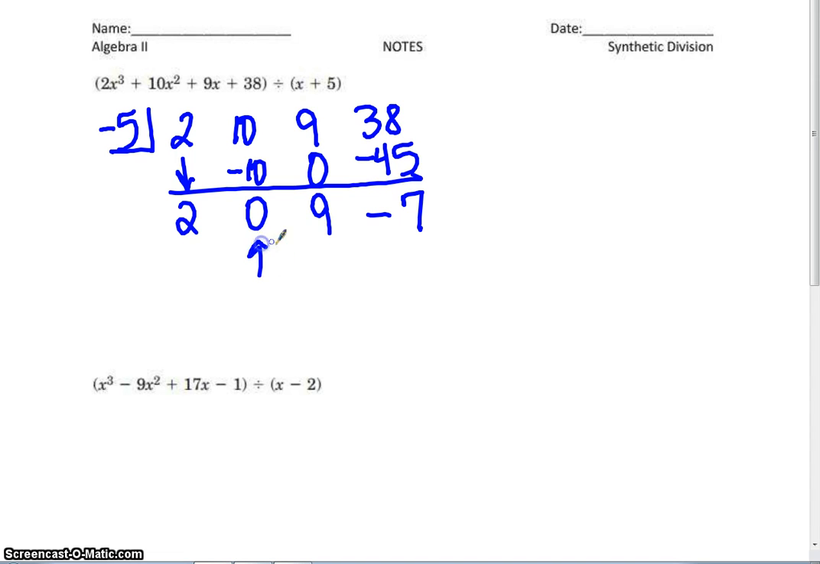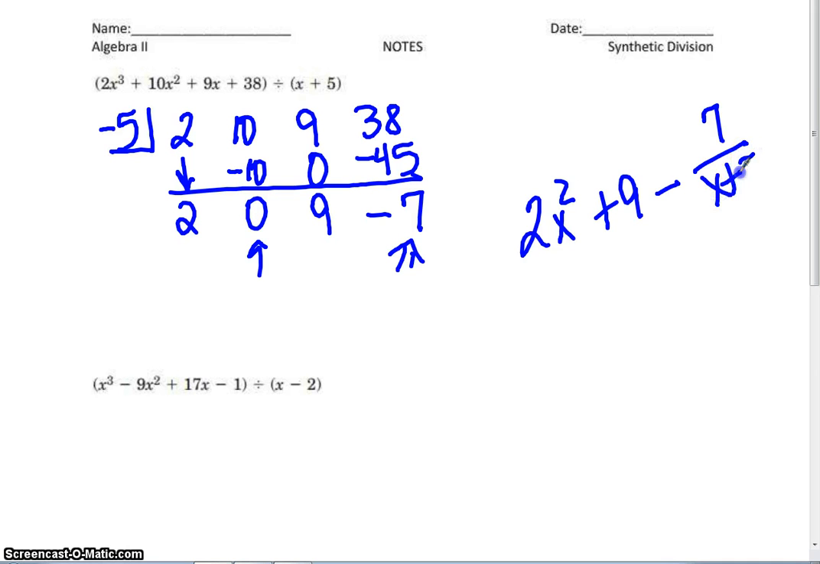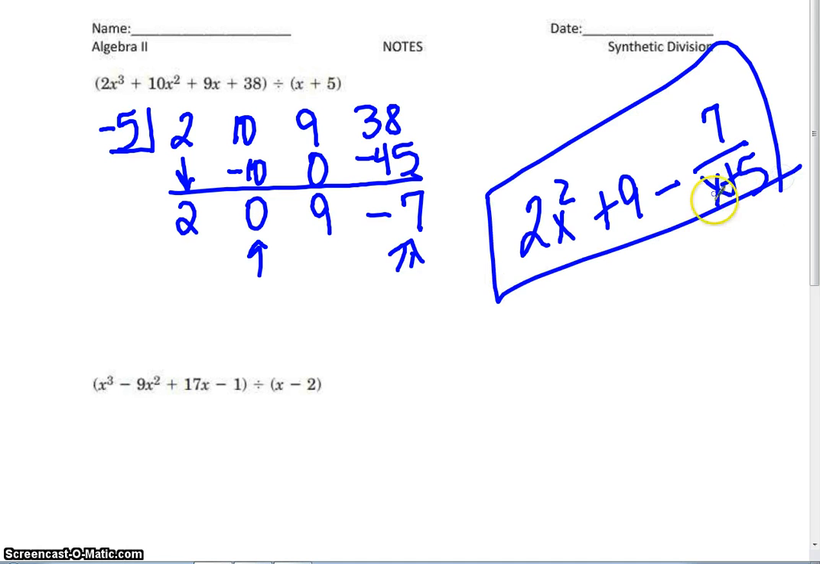So two different things happen here. First of all, this 0 means that term will not exist. And then this -7 means we have a remainder. So it started with x to the third, so we're going to have 2x squared plus 0x, so you don't write it, plus 9. And then that -7 is going to be -7 over x plus 5, because that is your remainder. X plus 5 came from that right there.